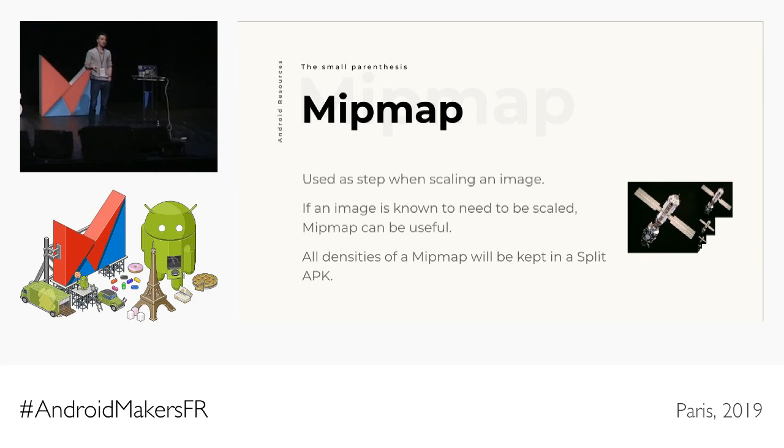And the issue with MIPMAP is because they are supposed to be all used, they won't be split. So if you have a low DPI MIPMAP and you have an extra large density device, the low density will be there.